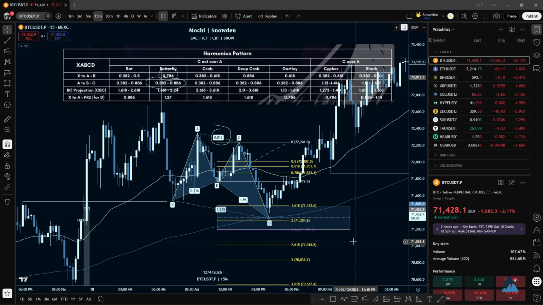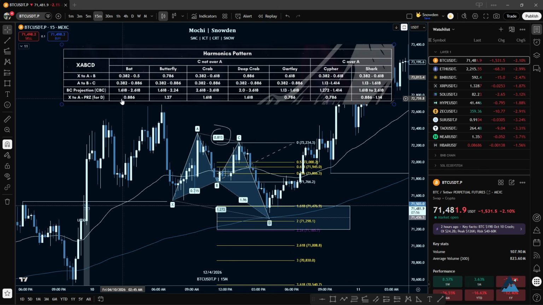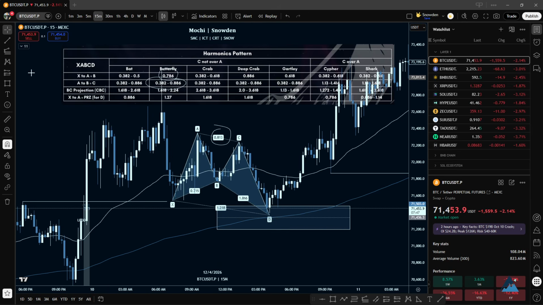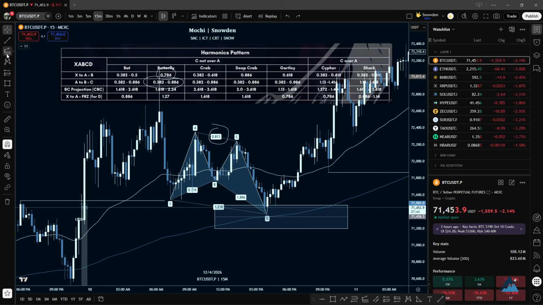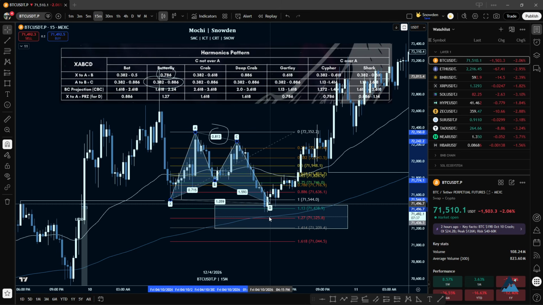Ibig sabihin po, magandang harmonics to nakita natin. It's because yung BC projection ko, which is itong kakalagay lang natin, is tumugma kung nasaan yung aking PRZ, which is 1.27. By the way, wait lang. 1.27. Susukatin ko ito yung PRZ ko yung BC projection to. Then, susukatin ko siya using the normal fib, which is dapat daw, merong 1.27 dito. Dito yung ina-expect ko.